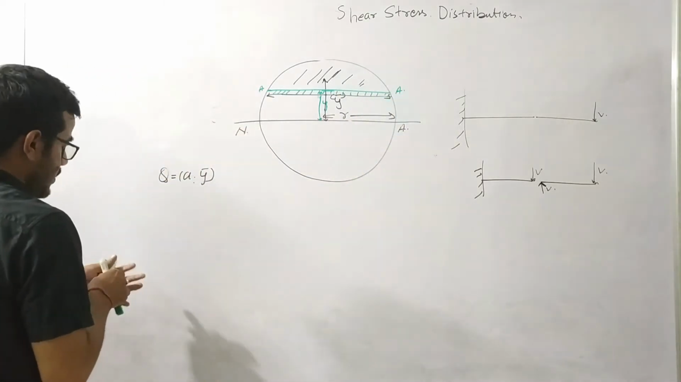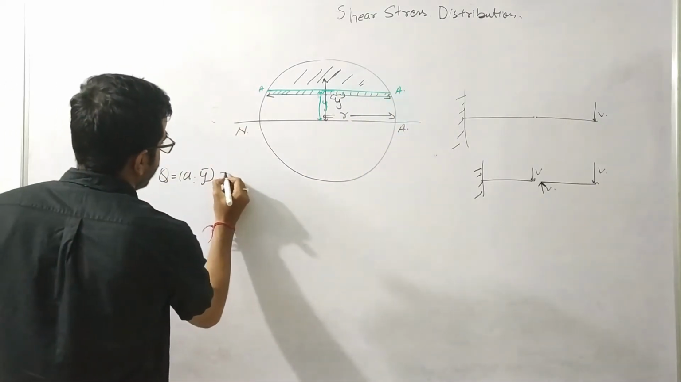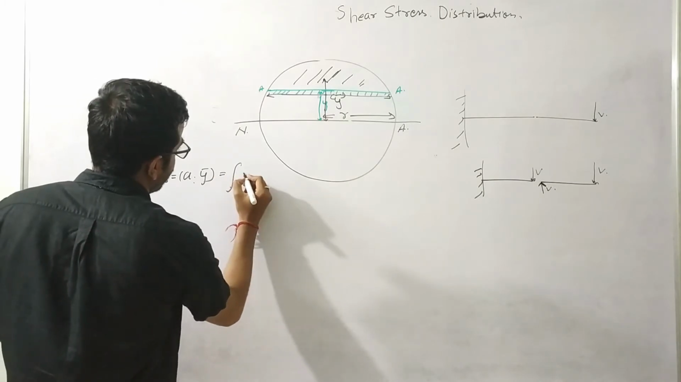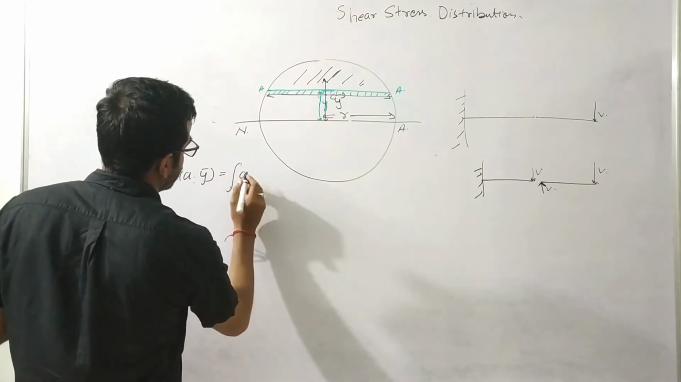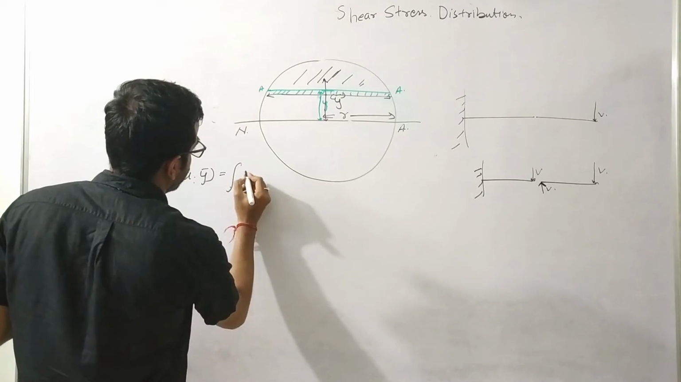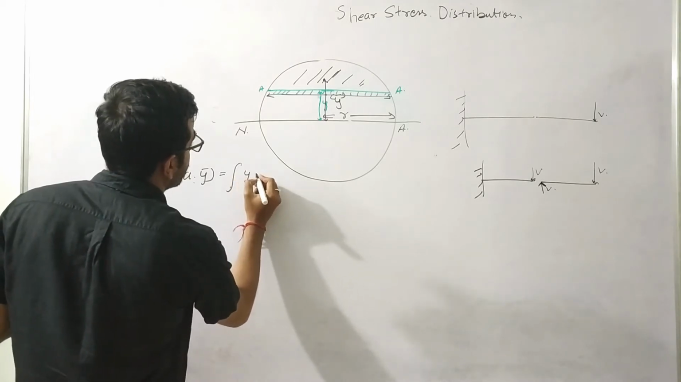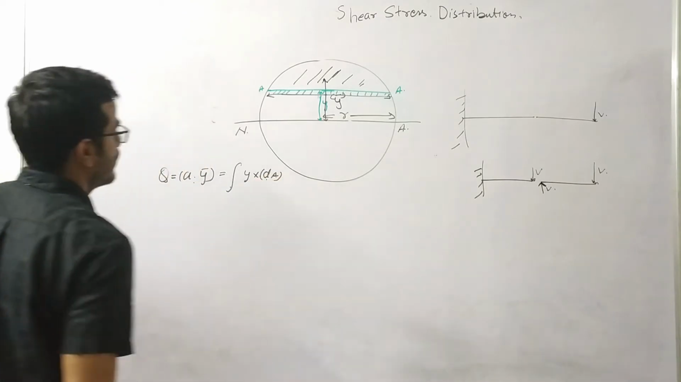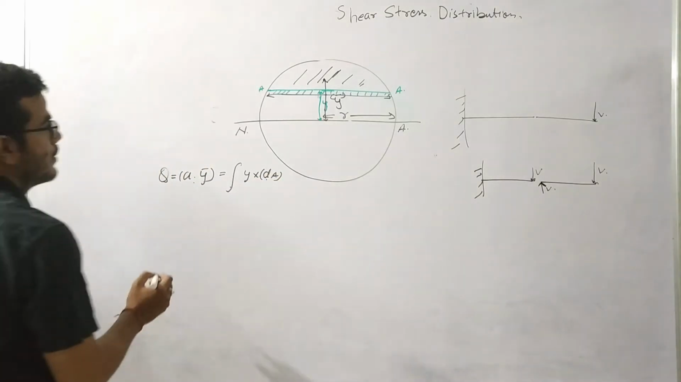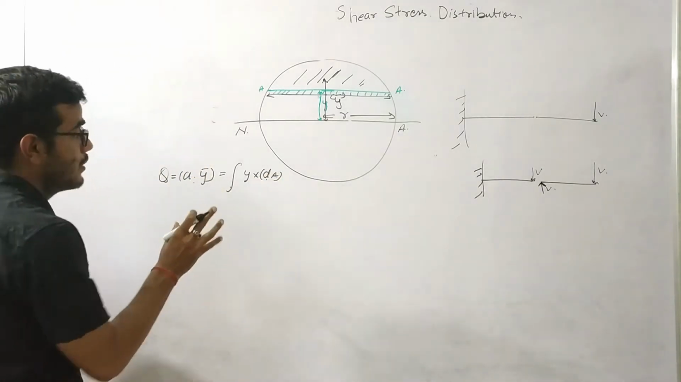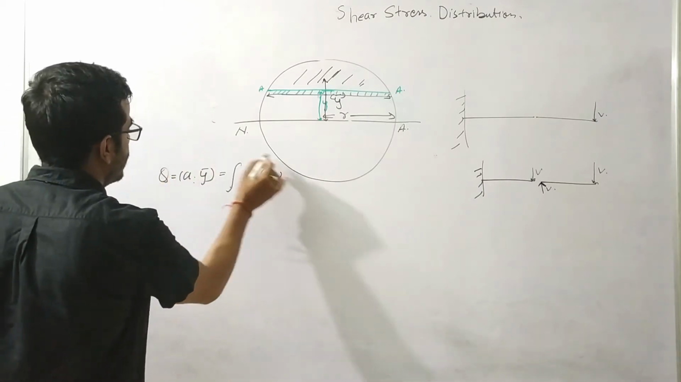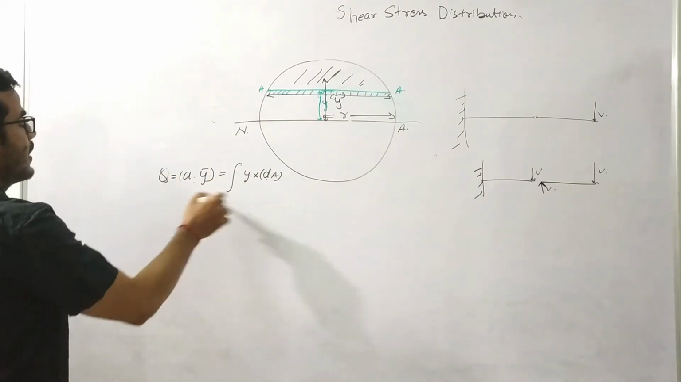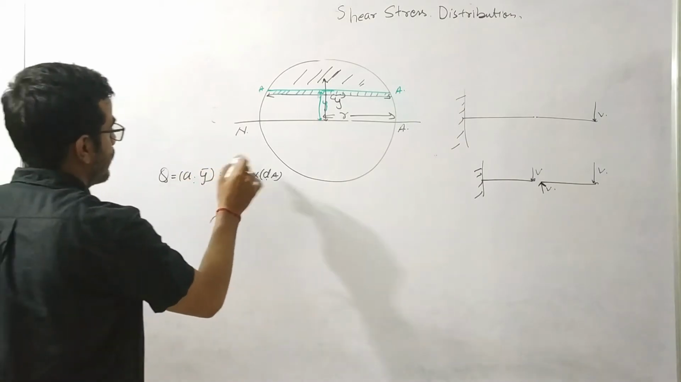Ay bar can also be calculated like this: or you can say that y into dA. Okay, this you can get through the centroidal formula. Okay, how to calculate the centroid? Basically, this thing we get from there only.